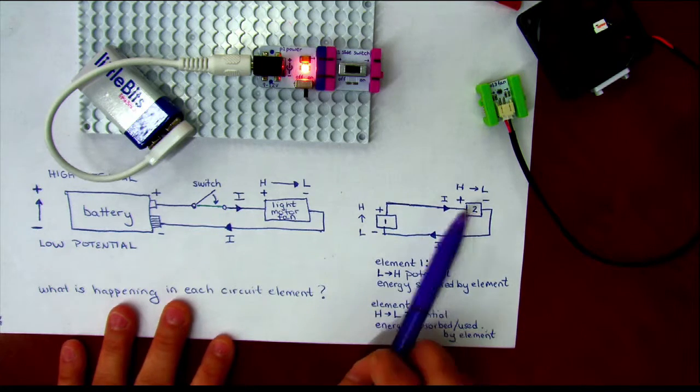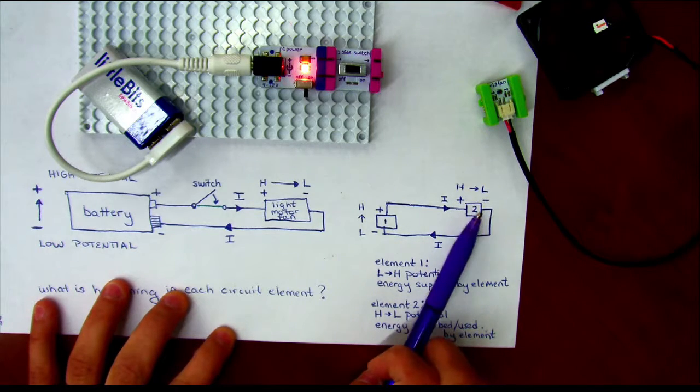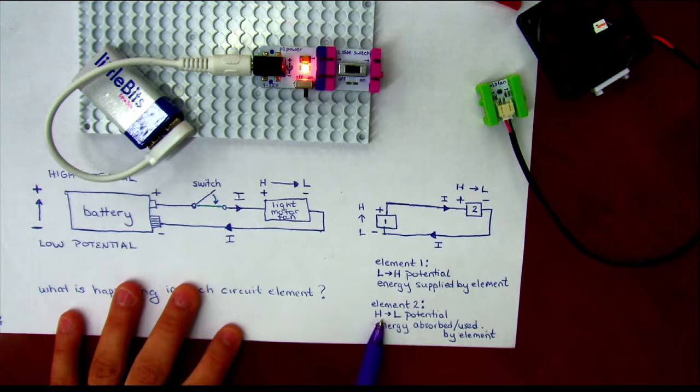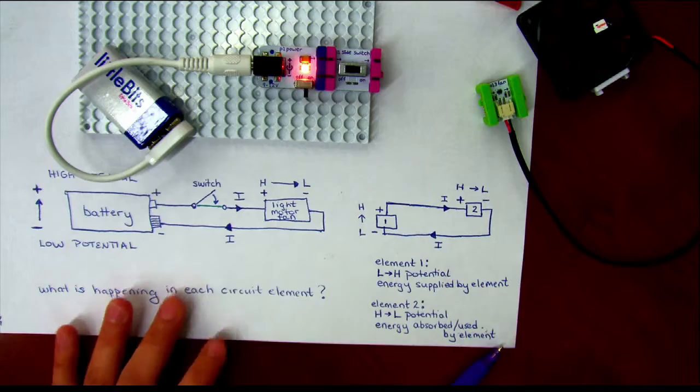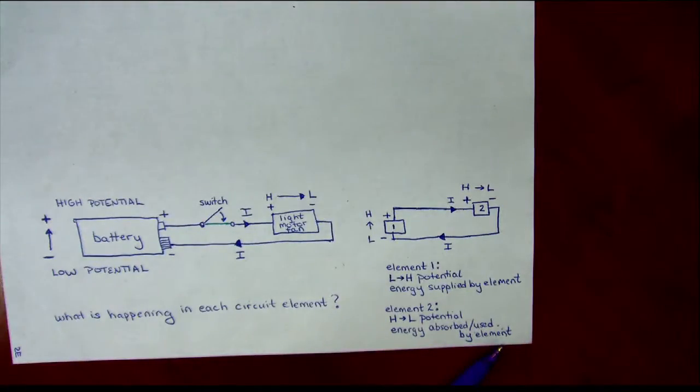Element 2 is something that goes from a high potential, high energy state to a lower potential because that energy is used to do something in it. So element 2 is going from high potential to low potential, and the energy is being absorbed or used by that element. So I'm going to put these in a little box and send them around if you want to play with them.